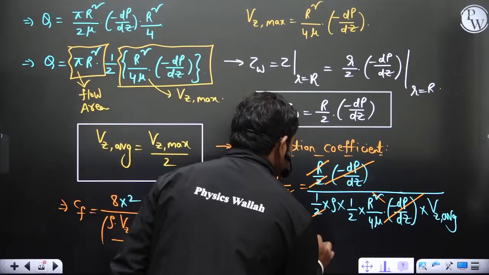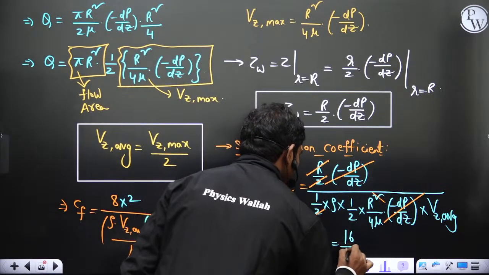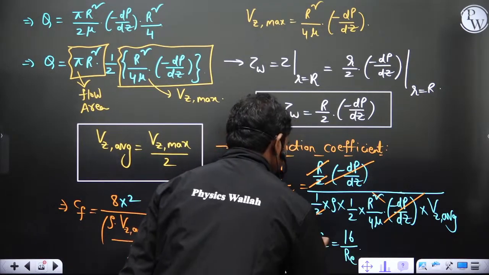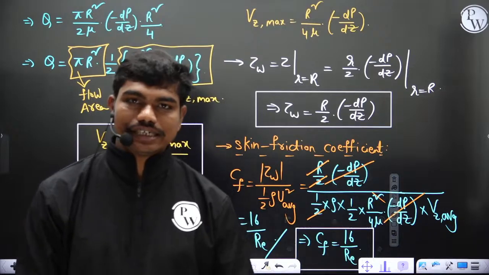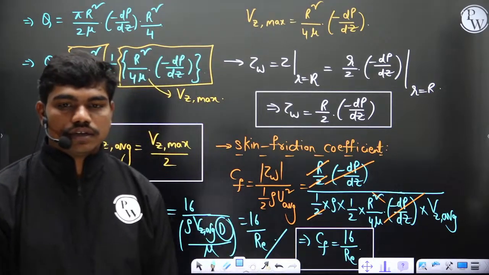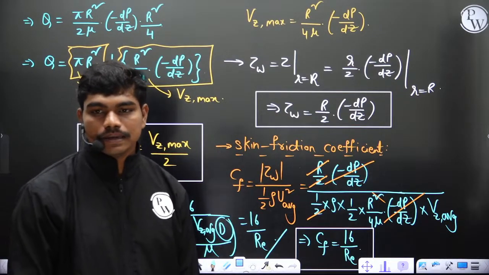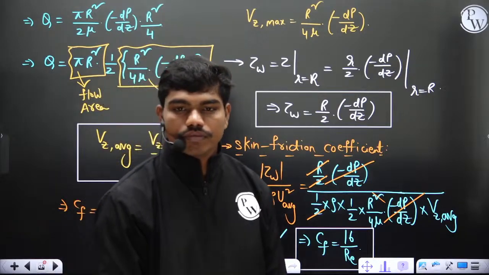So Cf, which you generally call f dash, different notations are there for different books. So 16 by Reynolds number is what you have. That's actually a skin friction coefficient, or generally you call it friction coefficient. Clear? Yes or no?